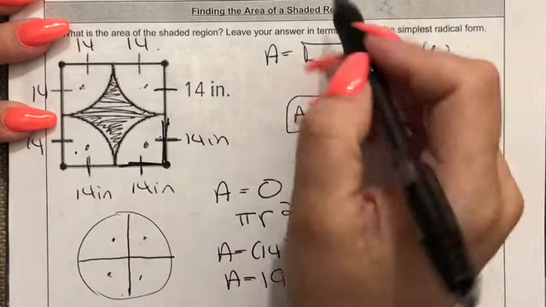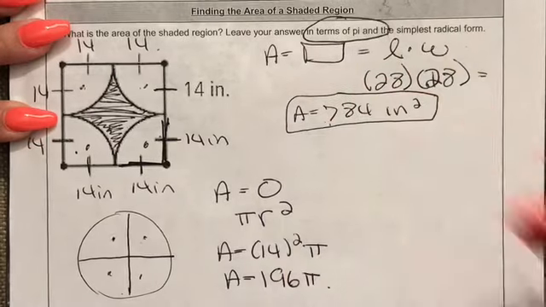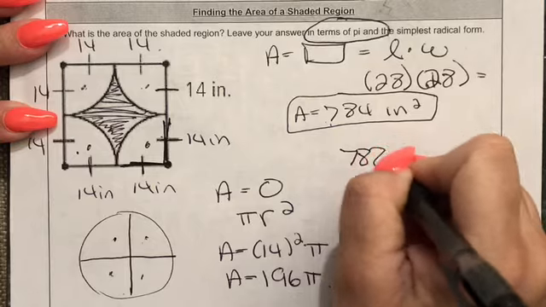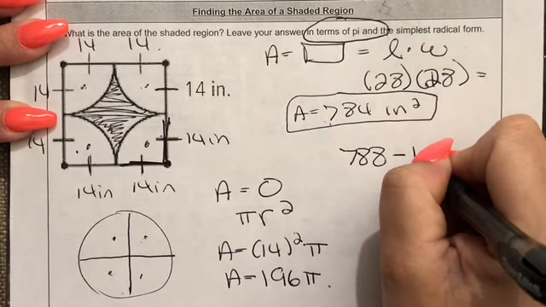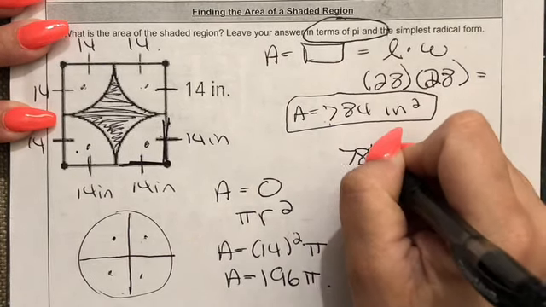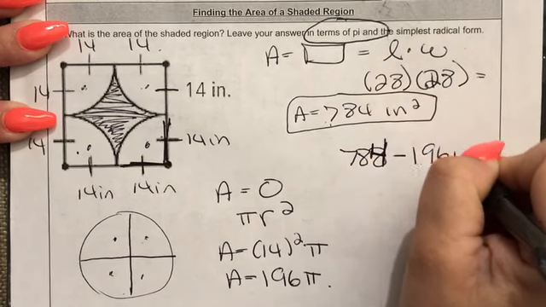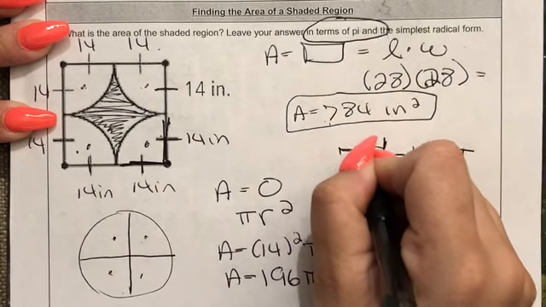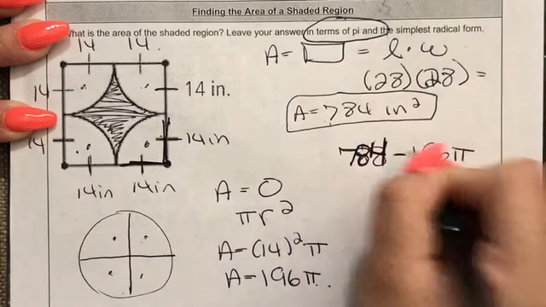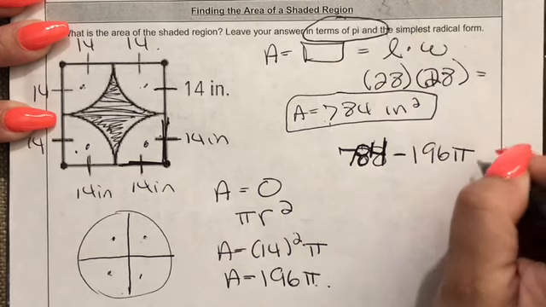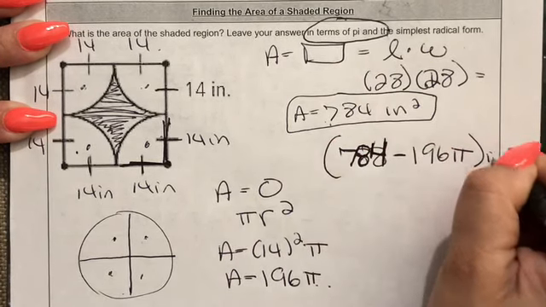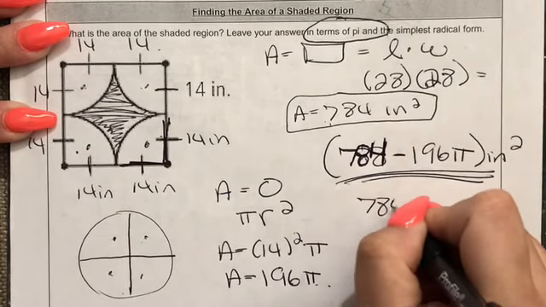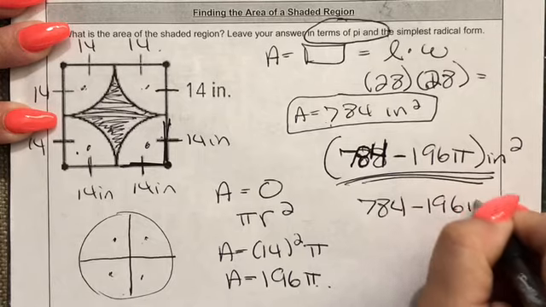Now, since this instruction does say leave it in terms of pi, when I take the area of my square and I subtract the area of my circle, I am going to leave it in terms of pi. So notice I am not changing pi to 3.14. So it's 784 minus 196 pi. And don't forget, inches squared. So this whole thing is my answer. And I'm just going to rewrite it one more time because I messed up.